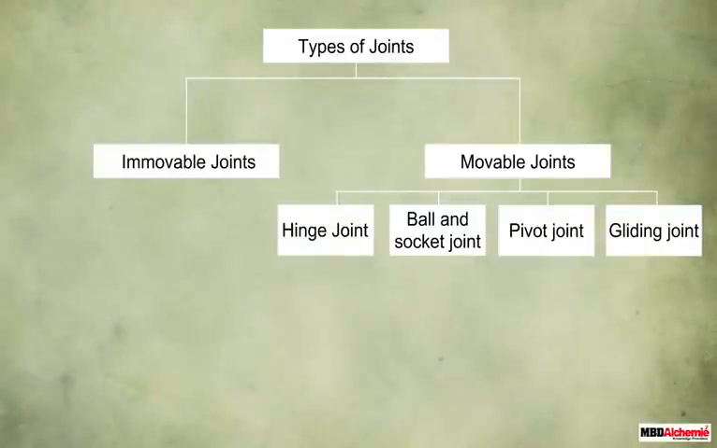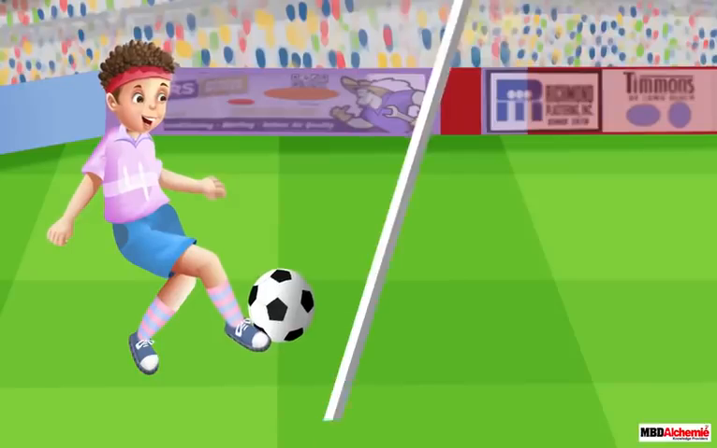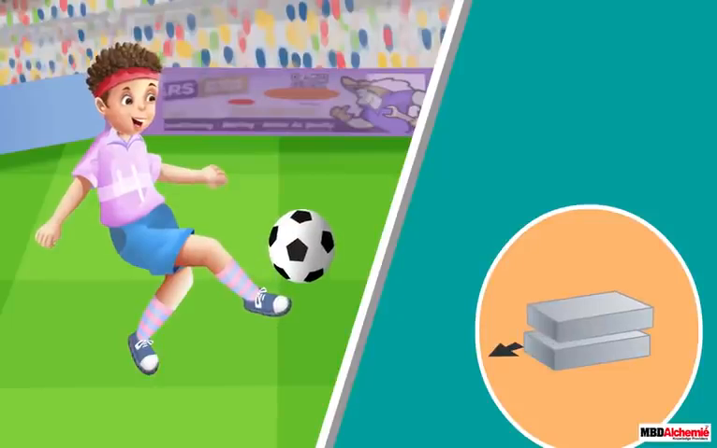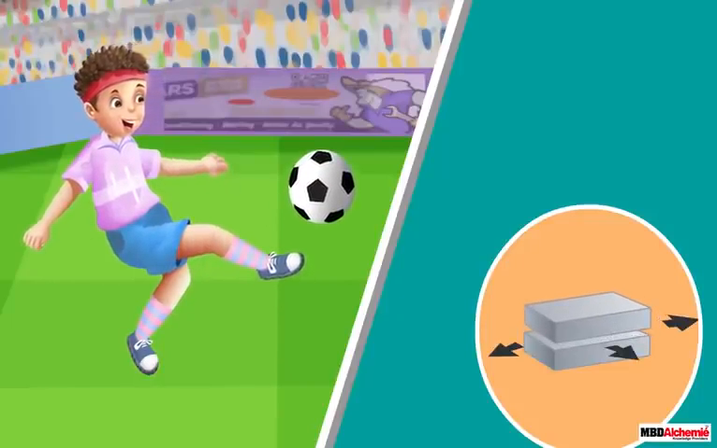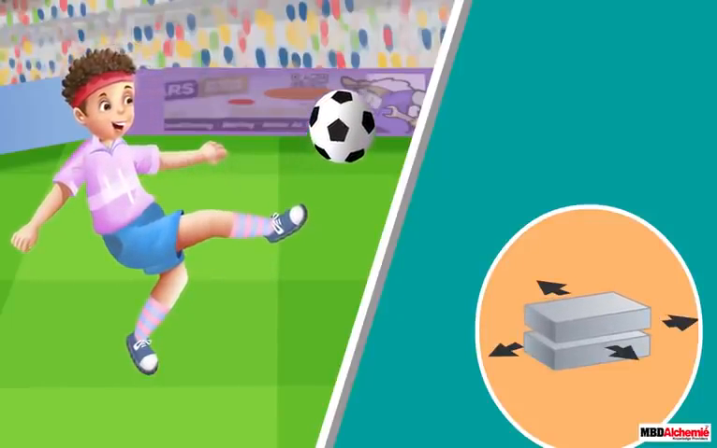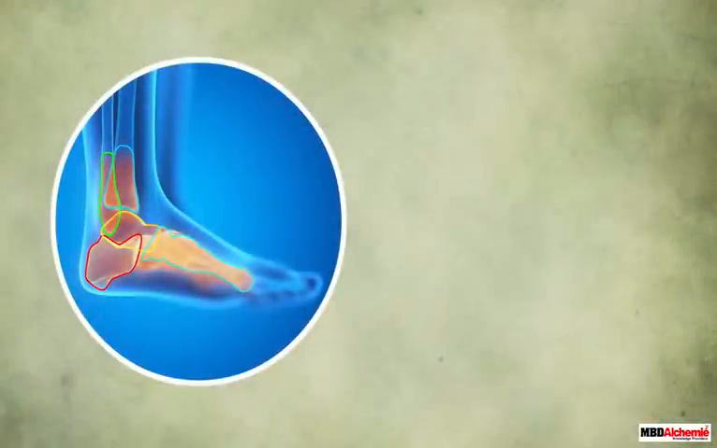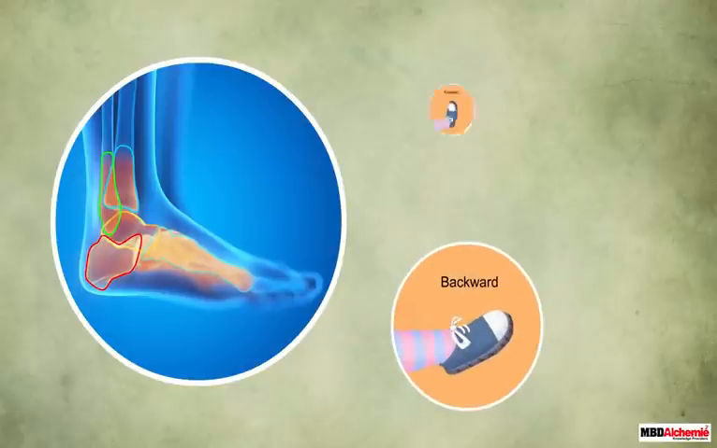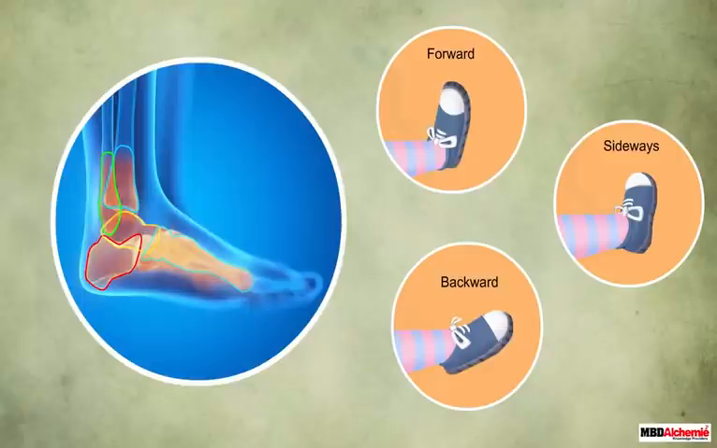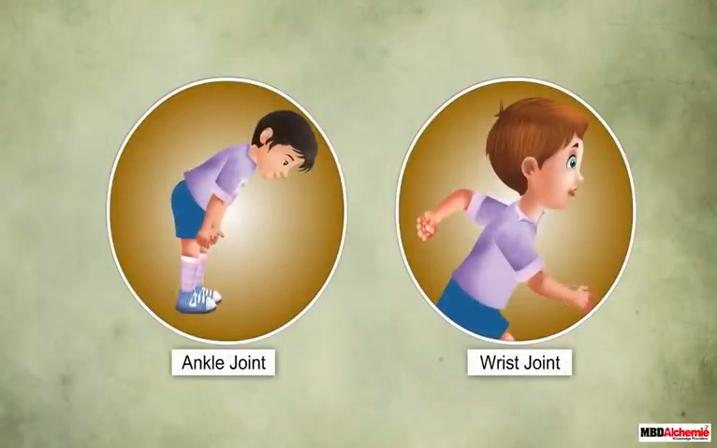The last type of joint is the gliding joint. This type of joint allows the bones to glide over each other and hence allows slight movement of the body parts. In this type of joint, the joint bones are flat and so they slide back and forth and side to side. Ankle joint and wrist joint are some examples of the gliding joint.